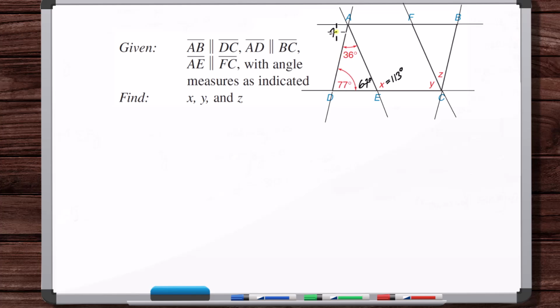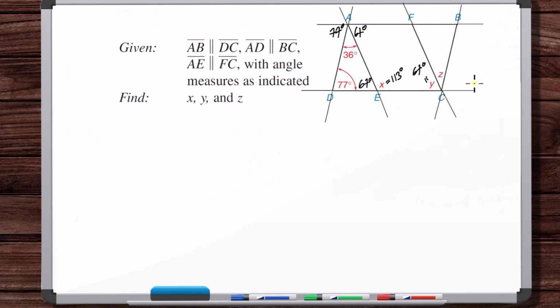So this is 77 degrees. And then we have alternate interior angles here. So this is 67 degrees. Okay. Now, here we've got interior angles on the same side of the transversal, which are going to be supplementary. So this is going to be 67 degrees. So Y is 67.